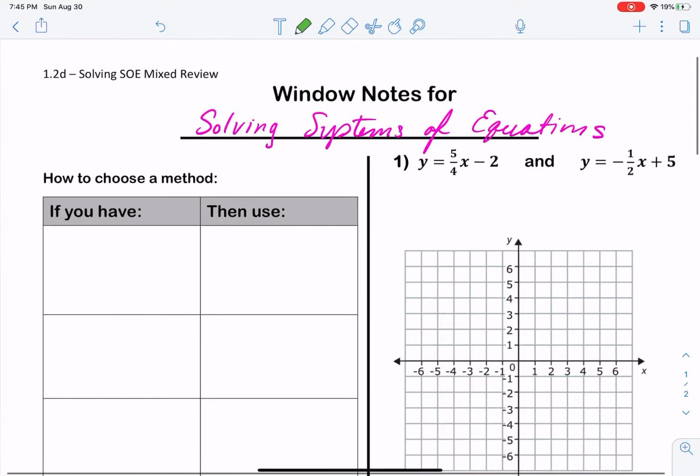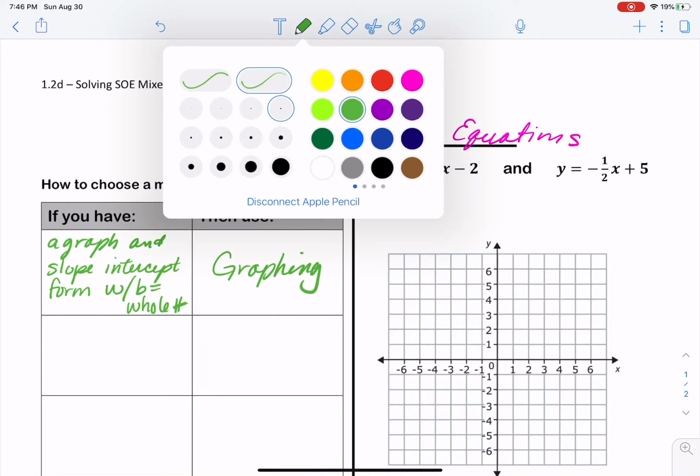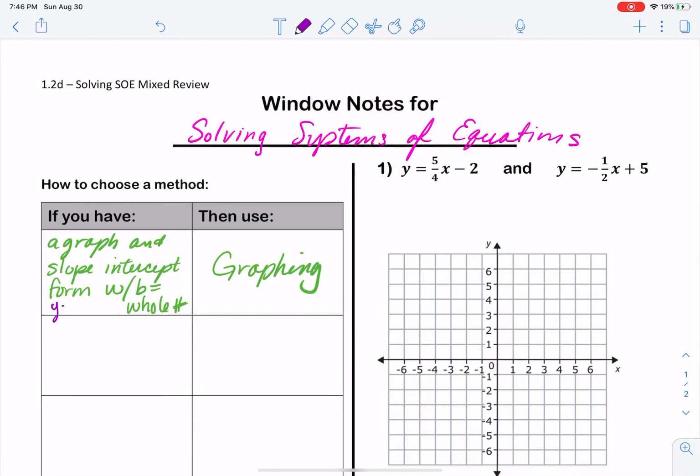So, if you have a graph, that's important, and slope-intercept form, with b equaling whole numbers, then you can use graphing. So this is y equals mx plus b, where b is a whole number.